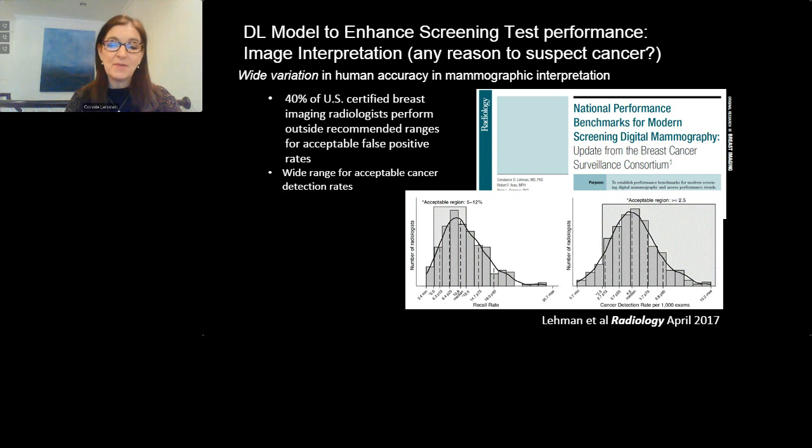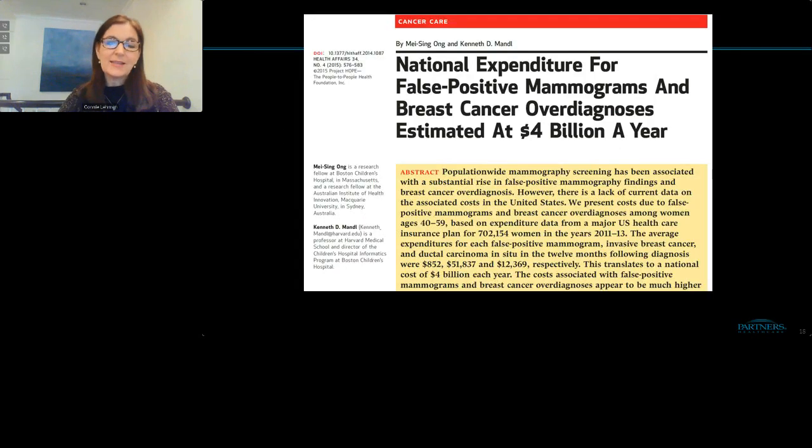The same in the domain of cancer detection. Greater than 2.5 cancers per thousand is considered acceptable, but you could have a group of radiologists that are consistently finding 5 or 6 cancers out of every 1,000 women screened versus another radiologist that might be finding 2 to 3 cancers. And lastly, AI tools and how they can tackle the challenge that we have in value-based care.